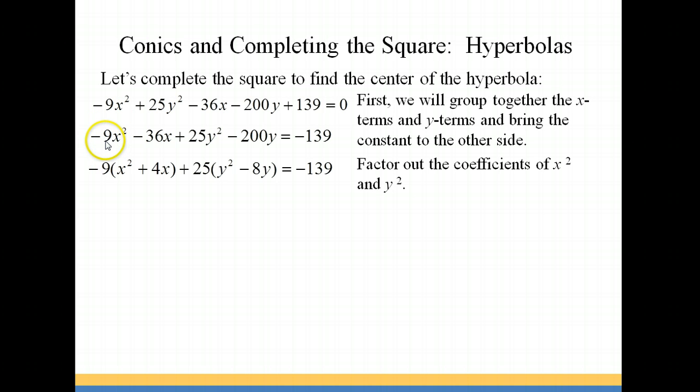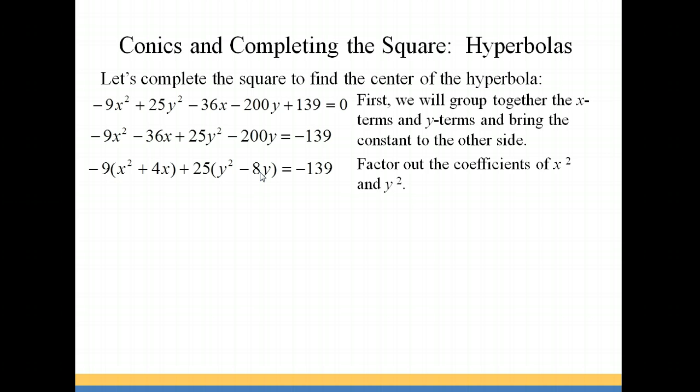So in other words, when you're factoring, you're always dividing. So dividing negative 9 into negative 9x squared gives you x squared. And dividing it into negative 36x, you get positive 4. Now for the y squared term, our coefficient is 25, so we're going to factor that out, or divide it out. So we got y squared, and 25 goes into negative 200 negative 8 times, so we're writing negative 8y.